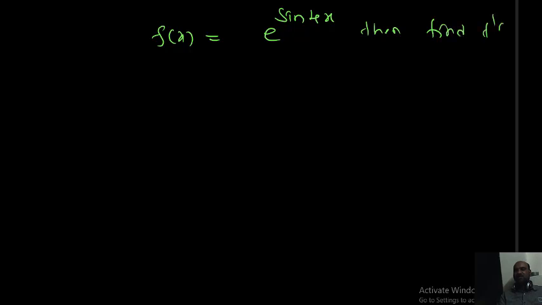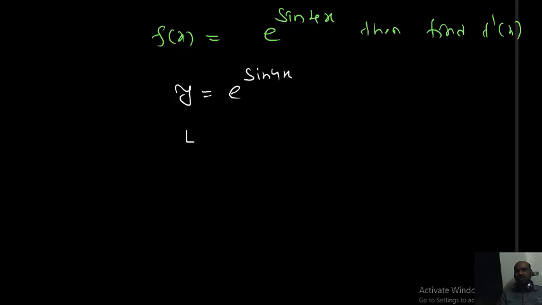For example, f of x equal to e power sine 4x is given. Then find f dash of x. Students, you directly can't find. y is equal to e power sine 4x. e power x you can find out directly, but e power sine 4x, that's why what should we do?